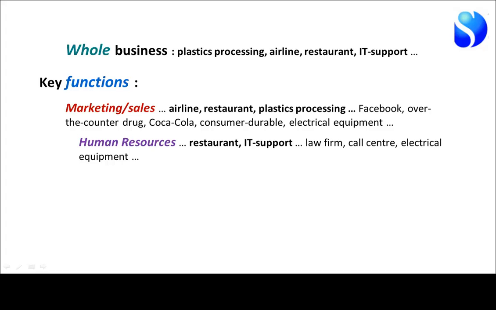If your concern is about human resources, or you've got people with HR interests in your class, then HR issues come up in the restaurant case and in the IT support case. The law firm case is a small working model that is focused on HR issues. There's a case example about a call centre which has HR issues, and the electrical equipment case also happens to focus on HR issues.